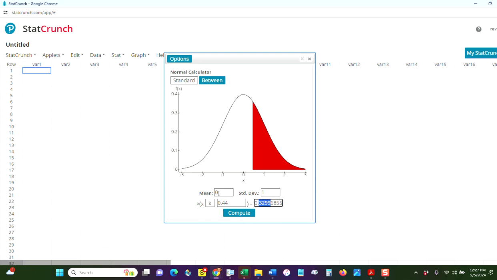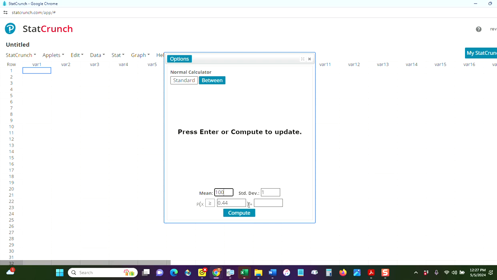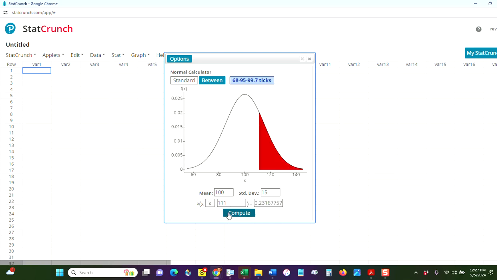So you can change problems based on means and standard deviations that are different. Let's say a problem involving IQ where the mean is 100 and the standard deviation is 15, and you want to find the probability that someone has an IQ greater than 111. So now when you change that to 111 and it's greater than or equal to, and you compute, again this is a right tail area, and to the closest 10,000th, because of the 7 coming after the 6, that would be 23.17%, rounded to the closest 100th of a percent.